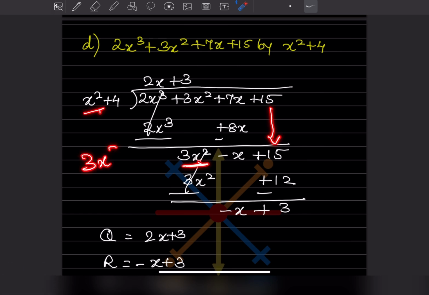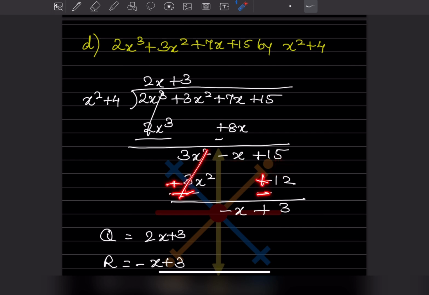So first term this and again this one. So 3x square divided by x square, cancel. So 3. So the sign is plus here. So plus 3. So again what will you do? This into this one. So that is going to be 3x square plus 12. So 3x square. We don't have x. So 12 will write here below 15. Plus becomes minus. Plus becomes minus.